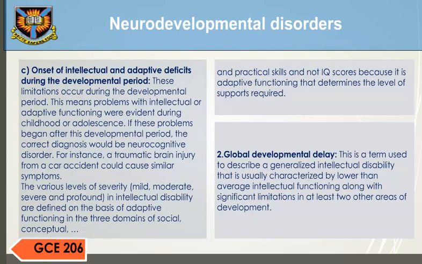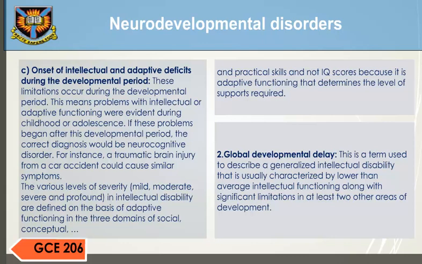C. Onset of intellectual and adaptive deficits during the developmental period. These limitations occur during the developmental period. This means problems with intellectual or adaptive functioning were evident during childhood or adolescence. If these problems began after this developmental period, the correct diagnosis would be neurocognitive disorder. For instance, a traumatic brain injury from a car accident will cause similar symptoms.